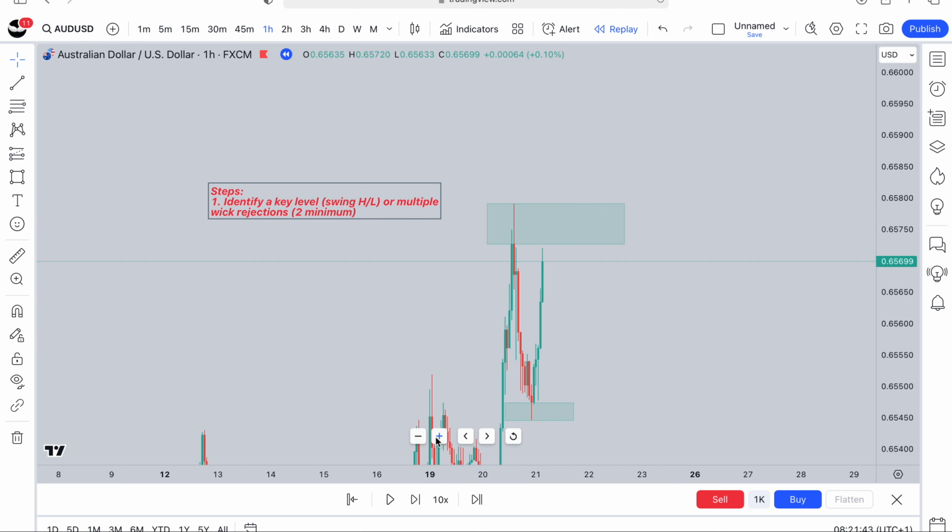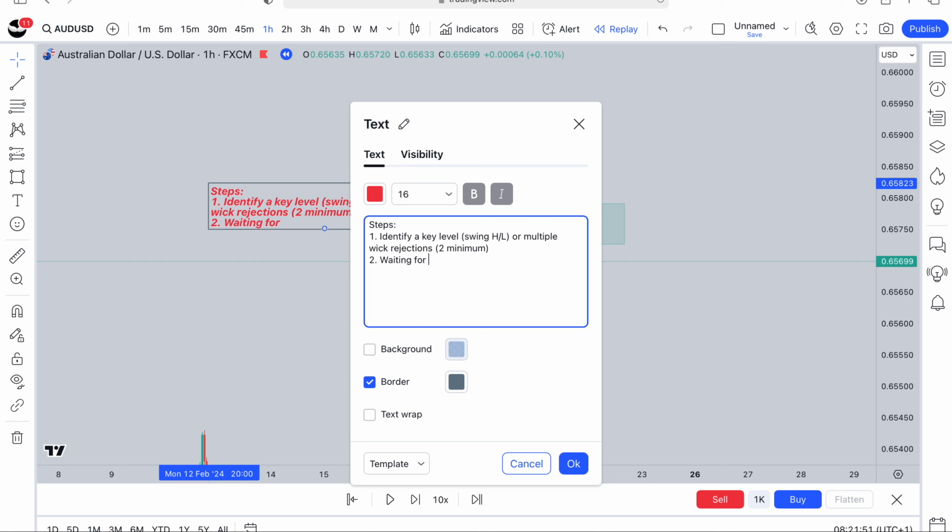Okay, so once you've identified your key level, the next thing that you're going to basically be doing is waiting for the 1 hour. This is all in the 1 hour time frame, I should have specified. Waiting for the 1 hour to sufficiently reject it. So what do I mean by this?